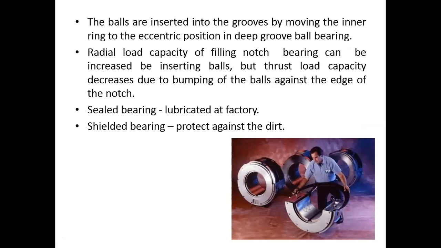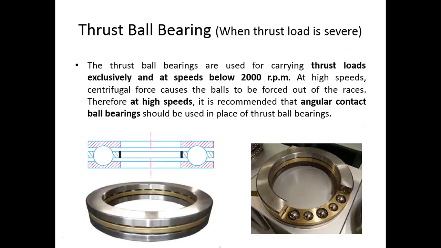Sealed bearings are lubricated at the factory, and shielded bearings protect against dirt. Thrust ball bearings are used for carrying thrust load exclusively and at speeds below 2000 rpm. At high speed, centrifugal force causes the balls to be forced out of the races. Therefore, at high speed it is recommended that angular contact ball bearings be used in place of thrust ball bearings.